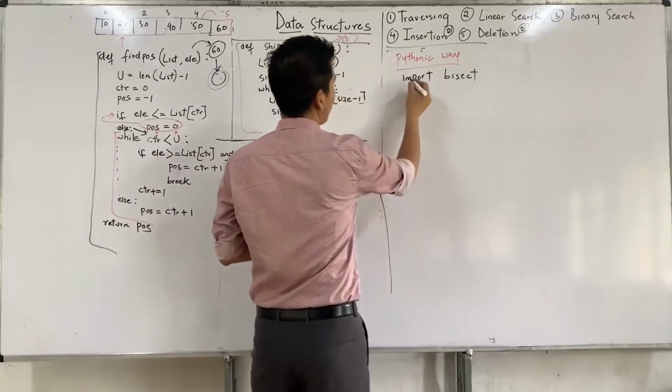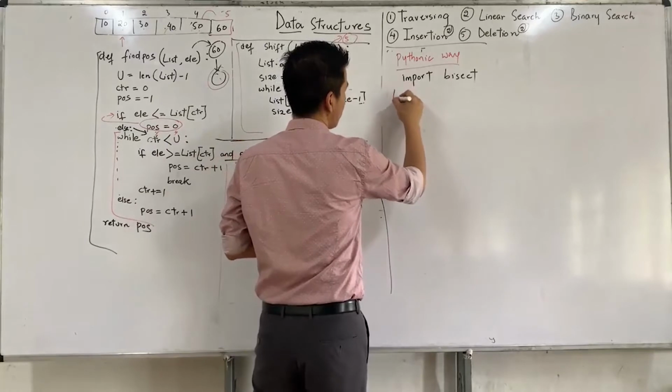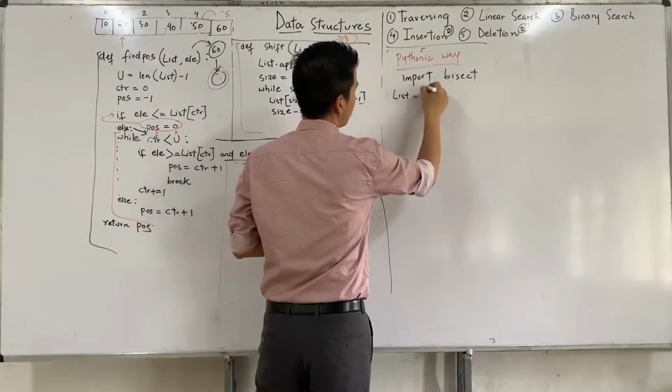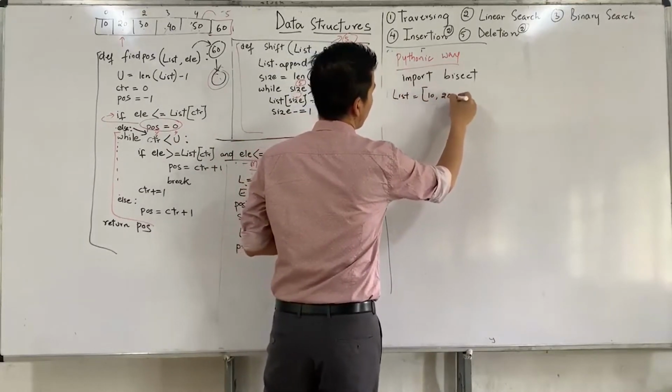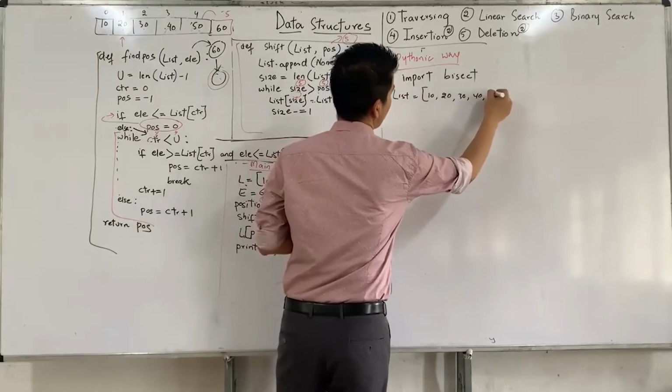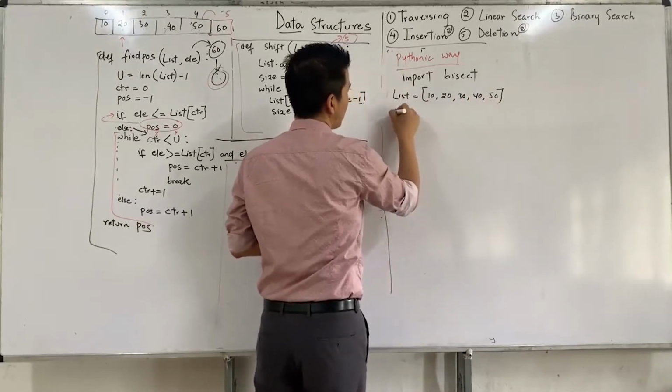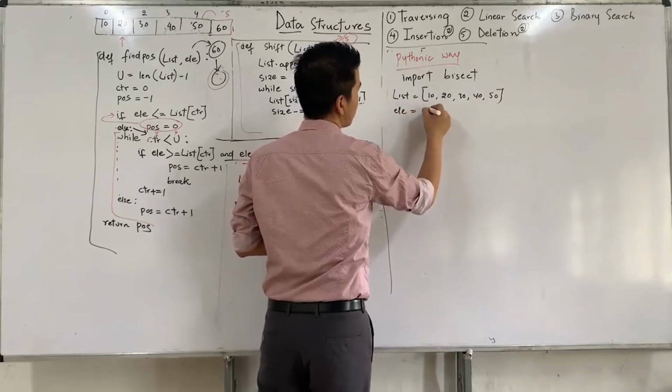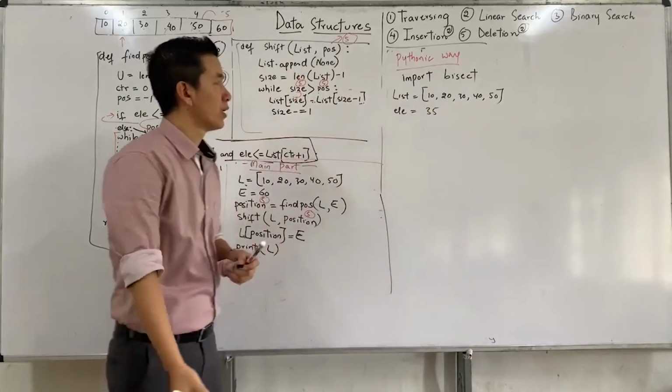Okay, and then you now have the list like this. Say list is equal to, let's say, 10, 20, 30, 40, and then you have 50. And then the element to be inserted is, let's say, 35.